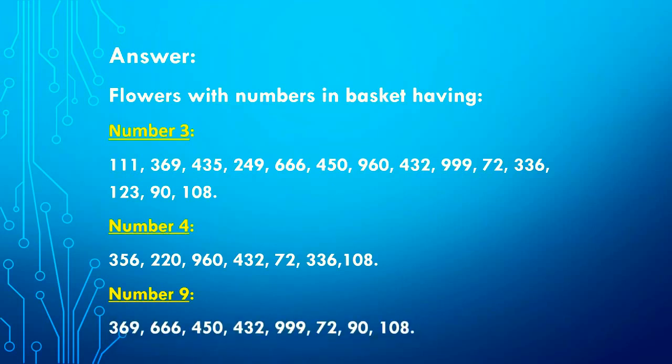Number 9: 369, 666, 450, 432, 999, 72, 90, 108. Here you are going to see the test for 9. If we take 108, when you add the digits 1 plus 0 plus 8, you will get the answer as 9. 9 is divisible by 9. Therefore, the entire number 108 is divisible by 9.